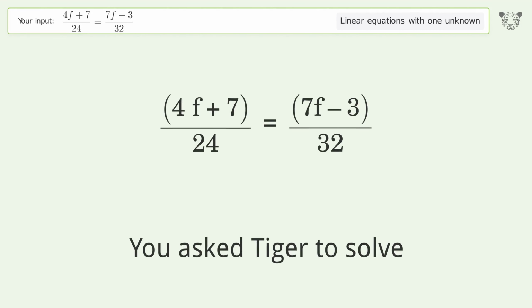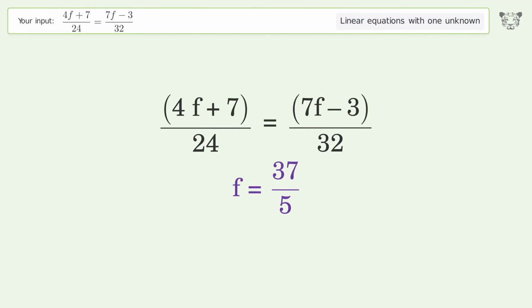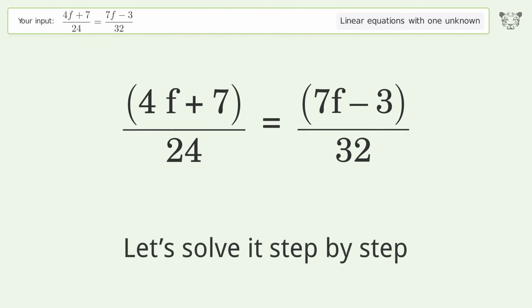You ask Tiger to solve. This deals with linear equations with one unknown. The final result is f equals 37/5. Let's solve it step by step.